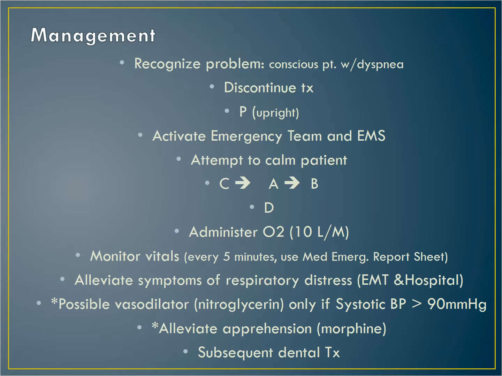Alleviate the symptoms of respiratory distress, and that is done by the EMTs and at the hospital. And then, if possible, administer a vasodilator such as nitroglycerin if the systolic blood pressure reading is greater than 90. Alleviate any apprehension, and here it says morphine. Of course, we aren't giving that in the dental office.